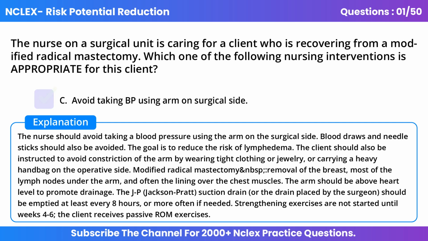Modified radical mastectomy, MRM: removal of the breast, most of the lymph nodes under the arm, and often the lining over the chest muscles. The arm should be above heart level to promote drainage. The JP, Jackson-Pratt, suction drain, or the drain placed by the surgeon, should be emptied at least every 8 hours, or more often if needed. Strengthening exercises are not started until weeks 4 to 6. The client receives passive ROM exercises.